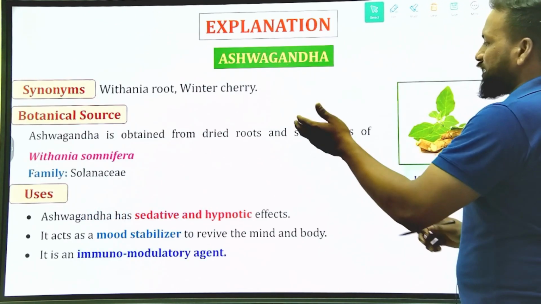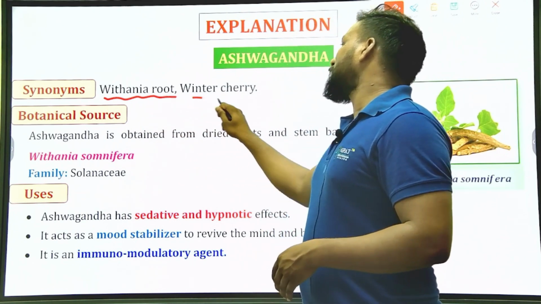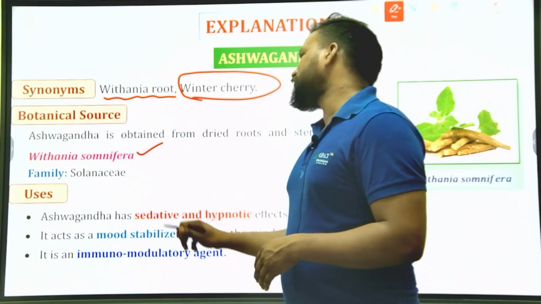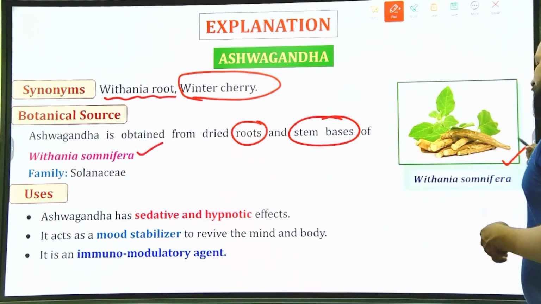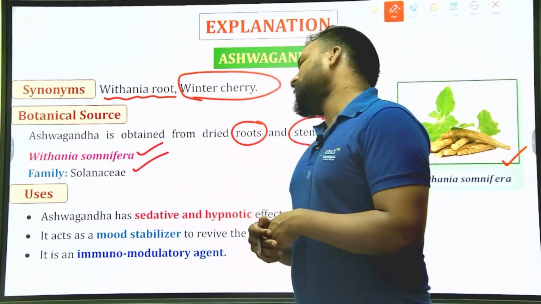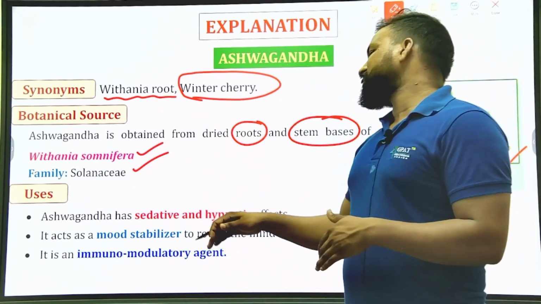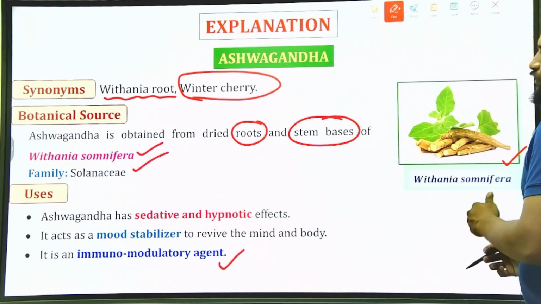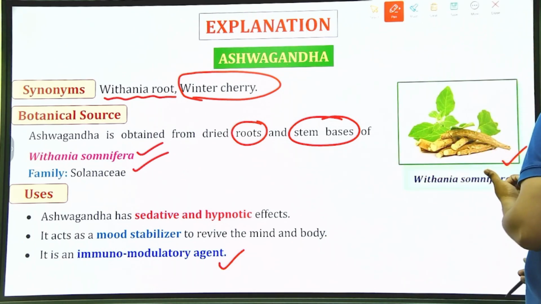Next question. The synonym of this plant is Withania root or winter cherry. Do remember winter cherry. The source is that it is obtained from Withania somnifera, from the roots and the stem bases. Family: Solanaceae. It is a sedative, hypnotic, mood stabilizer, and immunomodulating agent as well as aphrodisiac. Clear? So these are the uses, synonym and source of Withania somnifera, that is ashwagandha.